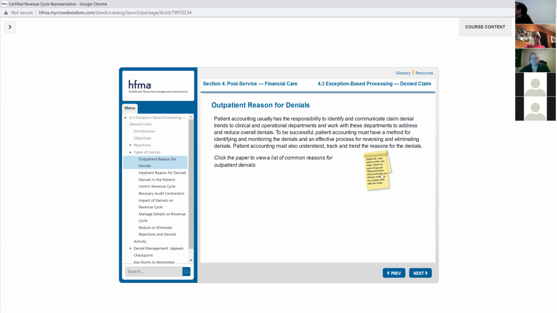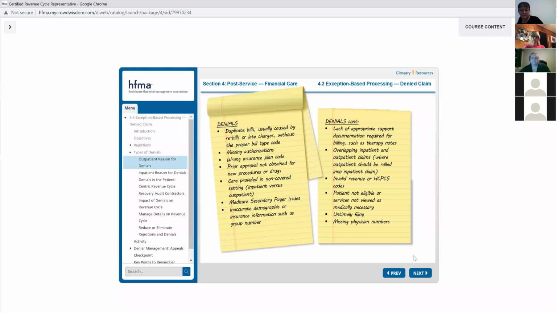So we can click the little list here. Here's a list of denials that may be trending in your facilities and how you would write them out. We don't have to go through every single one, but these are the reasons for denials for outpatient. And then here's an example: a wrong insurance plan code would get denied.